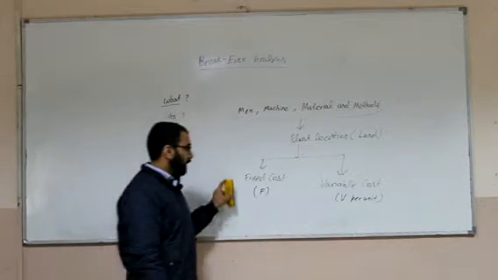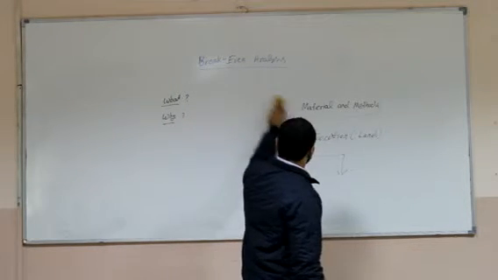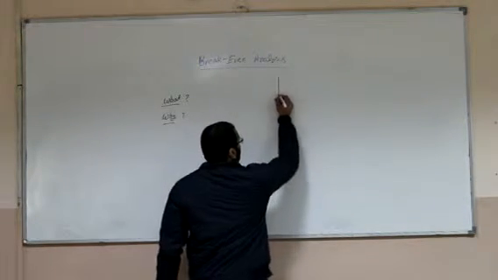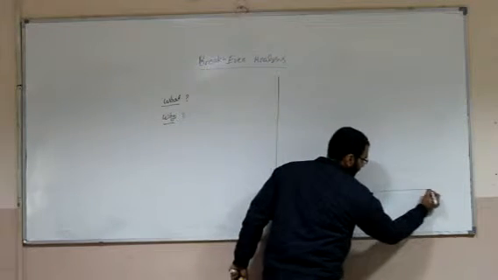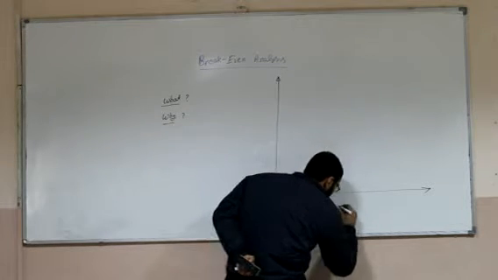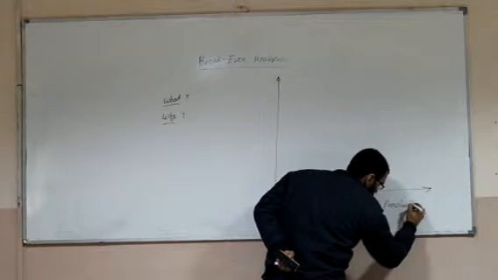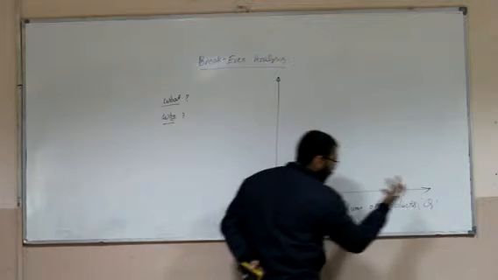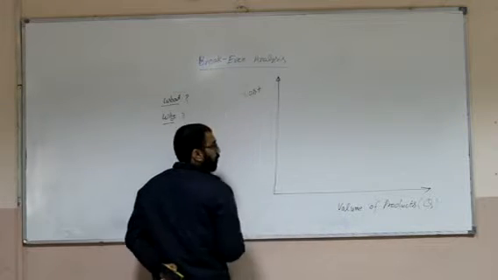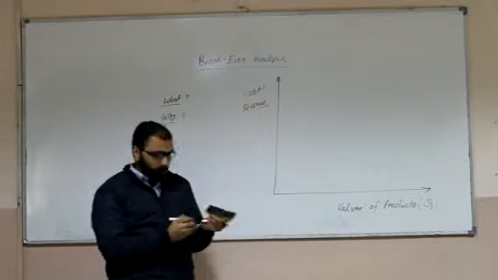Let's understand break-even with the help of a diagram. On the x-axis, volume of products, that is Q, quantity of products I can say, and on the y-axis, cost or revenue generated. Now we will come to the important concept.